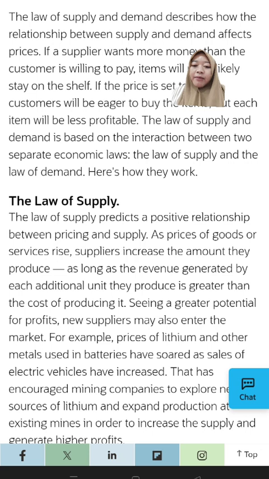For example, the price of lithium and other metals used in batteries has soared as sales of electric vehicles have increased. That has encouraged mining companies that extract lithium to explore new sources and expand production at existing mines in order to increase the supply and generate higher profits.